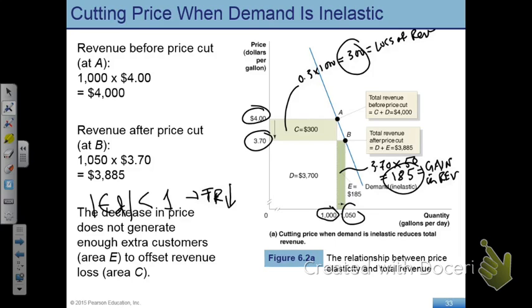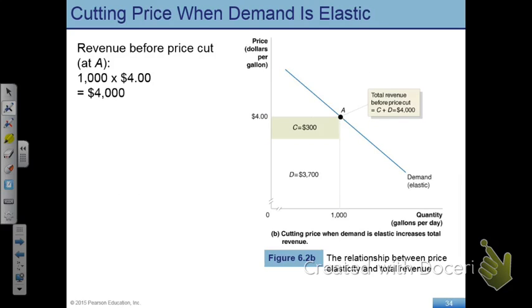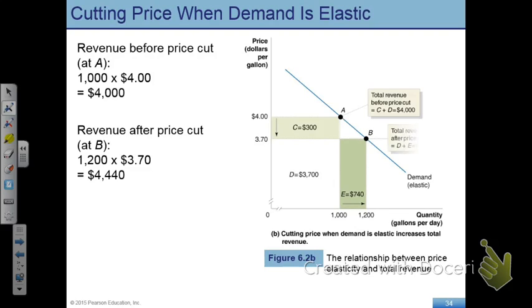Once you move to the next graph, you should see immediately that this graph is much flatter than the demand curve that you looked at before. So this one is a demand curve for which the price elasticity of demand is probably greater than 1. And once you have a flatter demand curve, you do the same calculations. You cut the price by the same amount from $4 to $3.70, you lose $300 in revenue by cutting this price, but now the demand is price elastic. And it causes an increase in quantity demanded from 1,000 to 1,200.